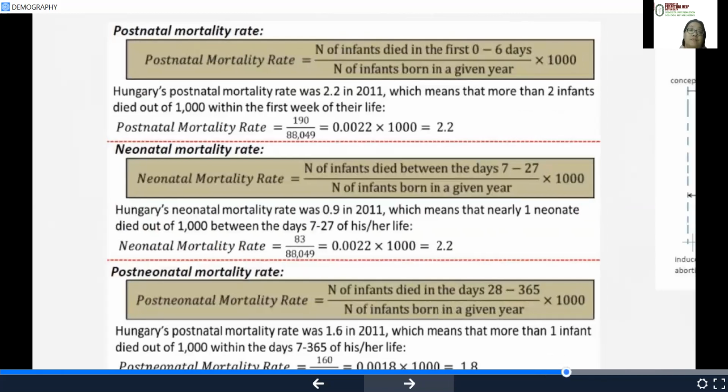Same way with postnatal mortality rate, you compute it with infants who died 0 to 6 days using the same denominator. Neonatal mortality rate, days 7 to 27, using the same denominator. And postneonatal mortality rate, 28 to 365 using the same denominator, of course, you have to know which numerator to use and the definition of postnatal, neonatal, and postneonatal mortality values.